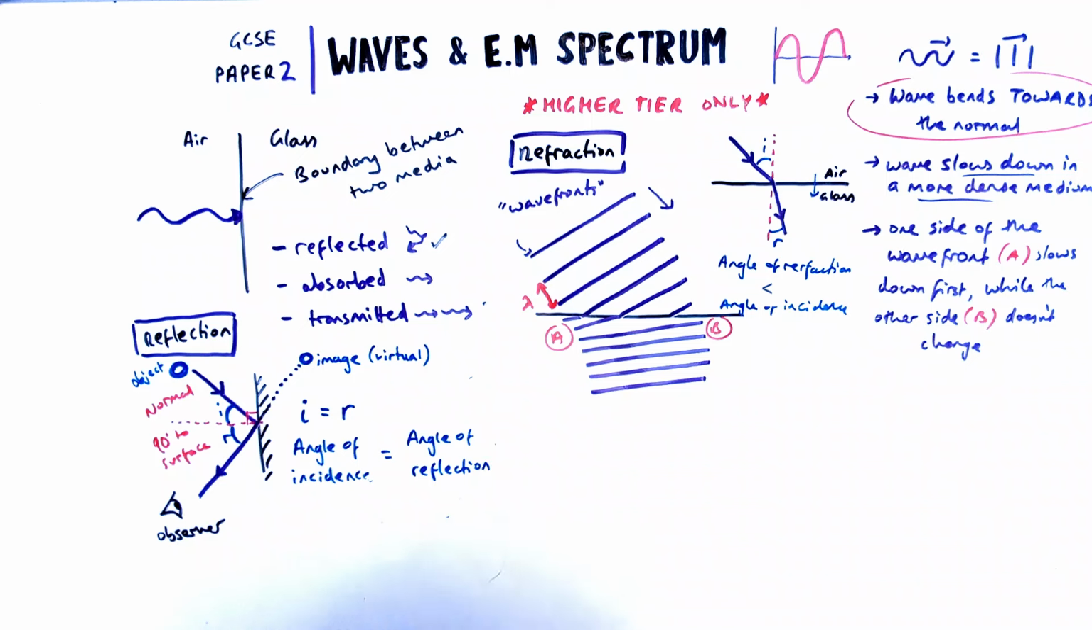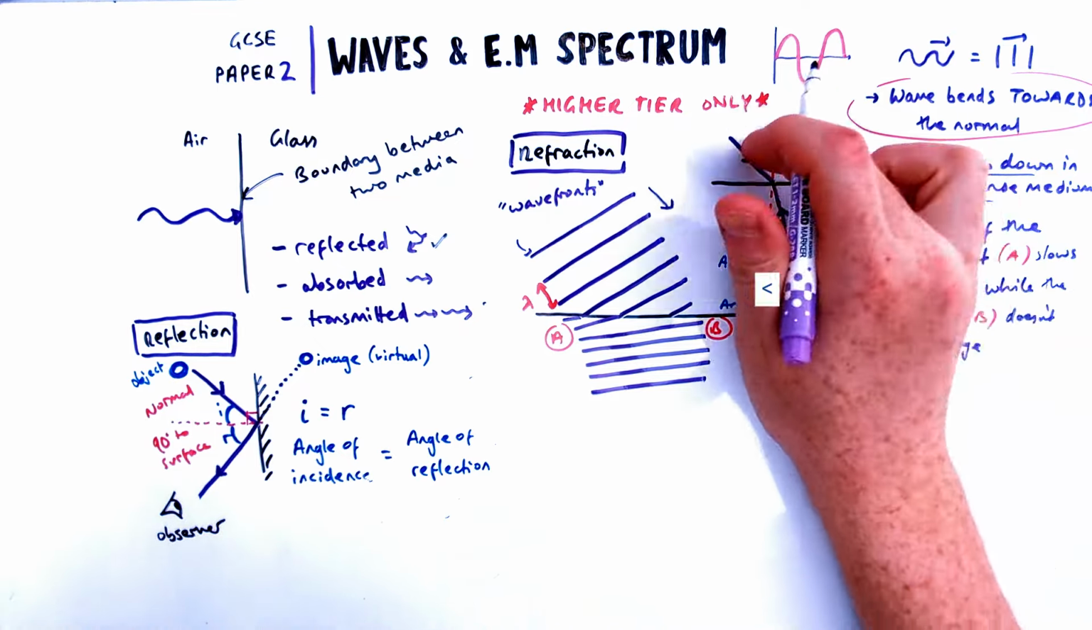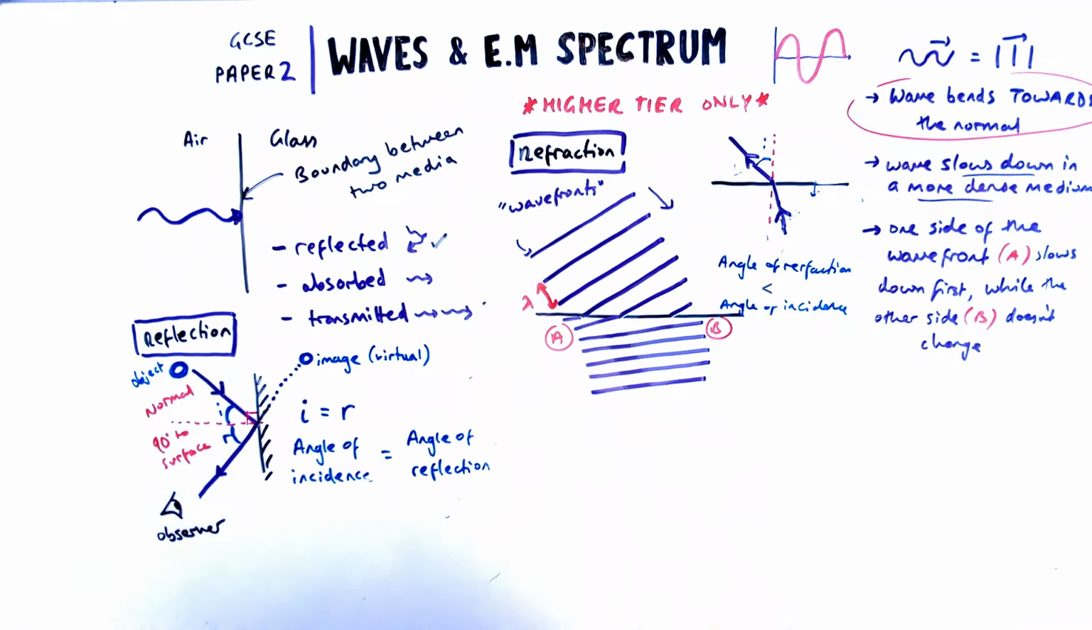That's because the wave is traveling towards the normal. This is part of one of the required practicals if you do separate science: refraction of light through a glass or a Perspex block. For the wave exiting, if we go in the opposite direction, this time from glass to air, we're going from a more dense to a less dense material, so this time the wave bends away from the normal.